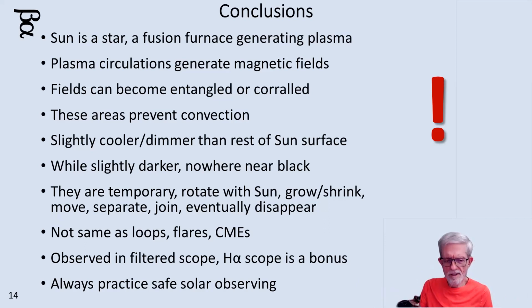But there are other effects on the sun that have to do with plasma and electromagnetic fields. These are loops, flares, and coronal mass ejections. They can be observed in personal telescopes with either a white light filtered scope, which is my recommendation, or a hydrogen alpha scope, with which you can look at coronal mass ejections and prominences, but you've got to spend the money.